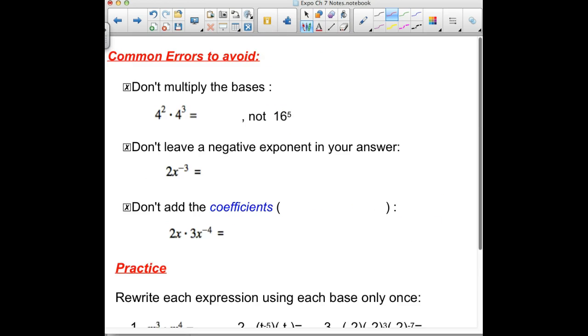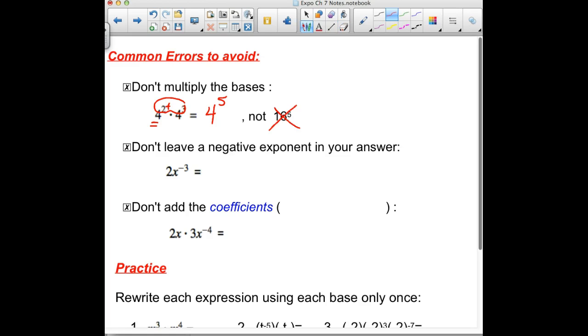Some common errors to avoid. Do not multiply the bases. We have 4 squared times 4 to the 3rd. That is simply 4 to the 5th. We add those exponents, but we keep the same base. It does not become 16.